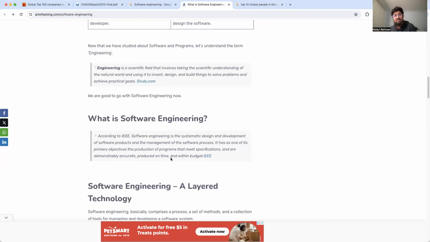So then what becomes software engineering? Software engineering, as per the IEEE definition, is the systematic design and development of software products. Here we're gonna say software products, right? And the management of the software process. It has as one of its primary objectives the production of programs that meet specification and are demonstrably accurate, produced on time, and within budget. So all those three things, requirements, budget, and time, are the focus of this engineering process, right?